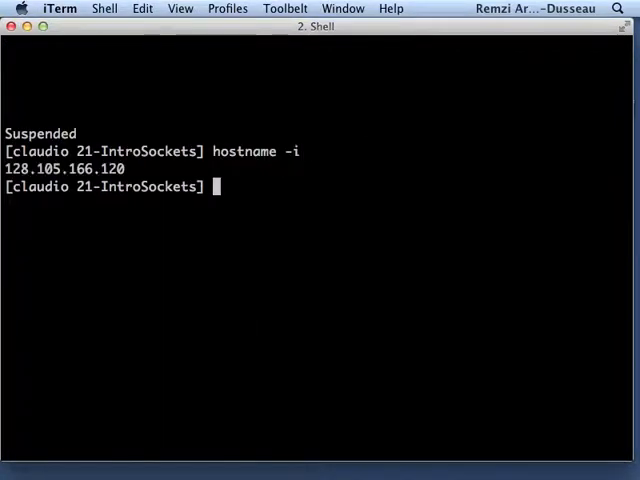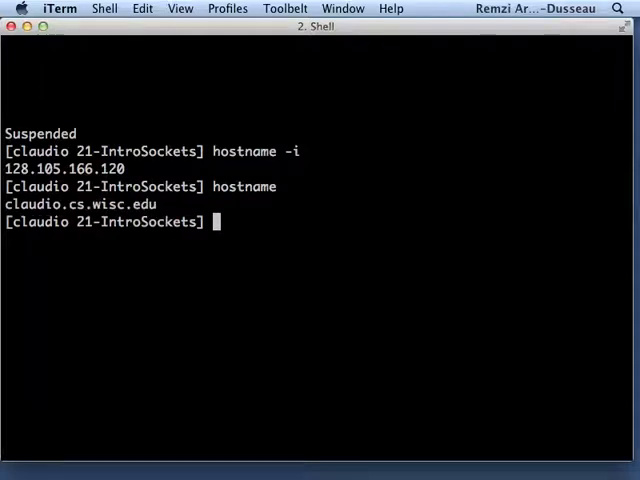And so you can find out the host name of a machine that you're running on just by, remember we did hostname -I for finding out the actual 32-bit internet address. If you run the program hostname, you can find out what the name of the host is. In this case, it's claudio.cs.wisc.edu.